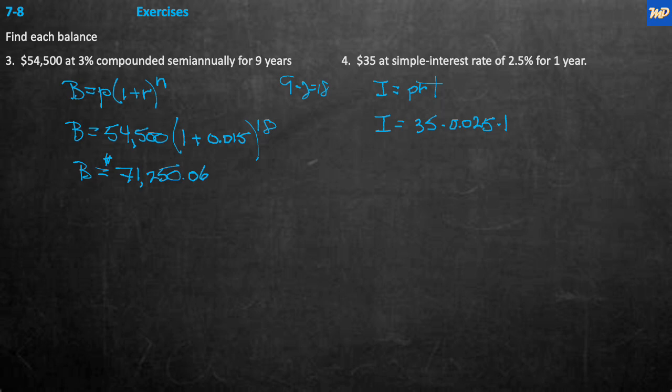Let's do it on the calculator. And this equals, when we get it calculated, 87.5 cents. So the interest on $35 at 2.5% for 1 year is equal to $0.875, or 87.5 cents. I'll write it here. I is equal to 87.5 cents.